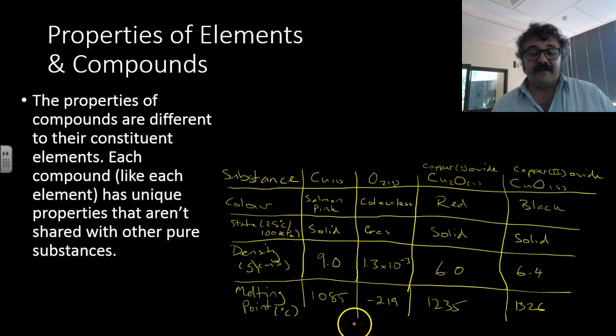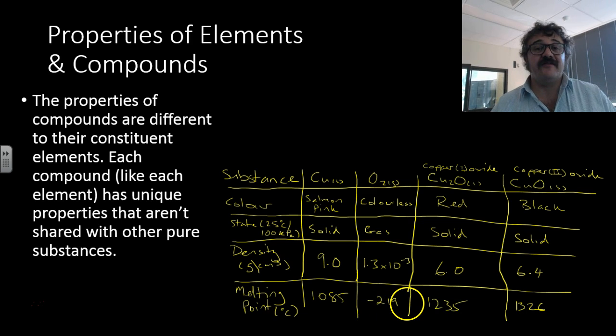The melting point: copper melts at 1,000 degrees-ish, whereas copper(I) oxide is at about 1,200 degrees, and copper(II) oxide is about 1,300 degrees, whereas oxygen is at about minus 219 degrees Celsius. So I hope that all made sense. We now understand that compounds have different properties to their elements and so forth.